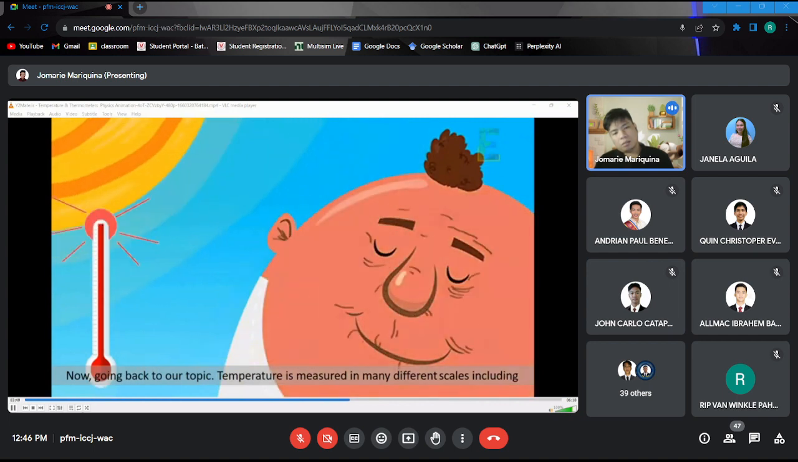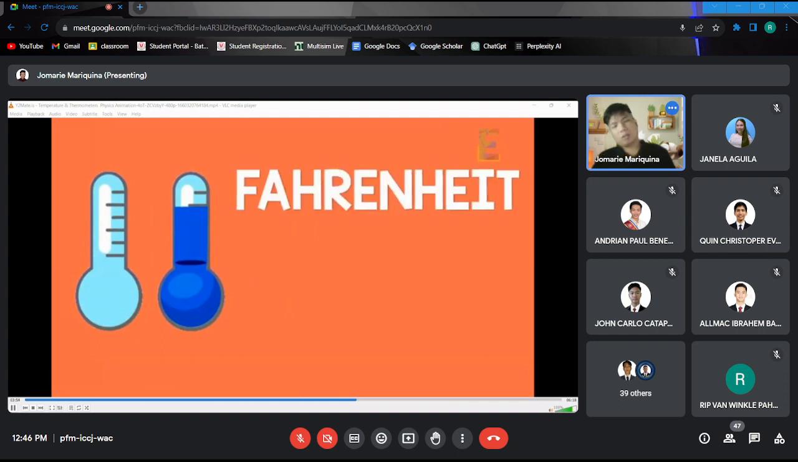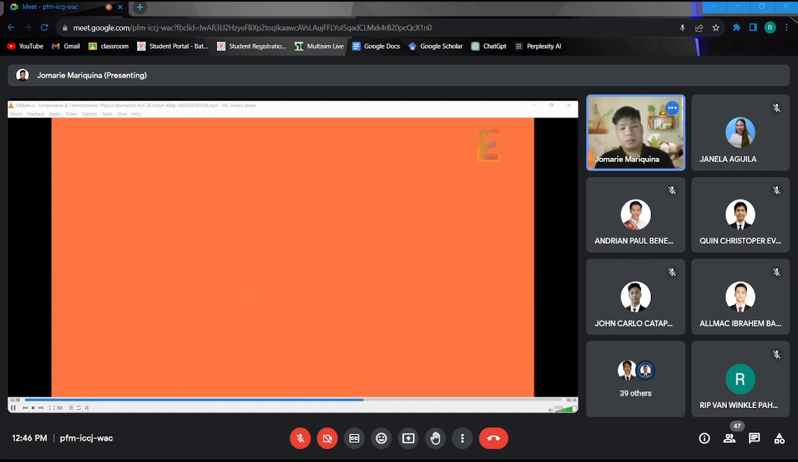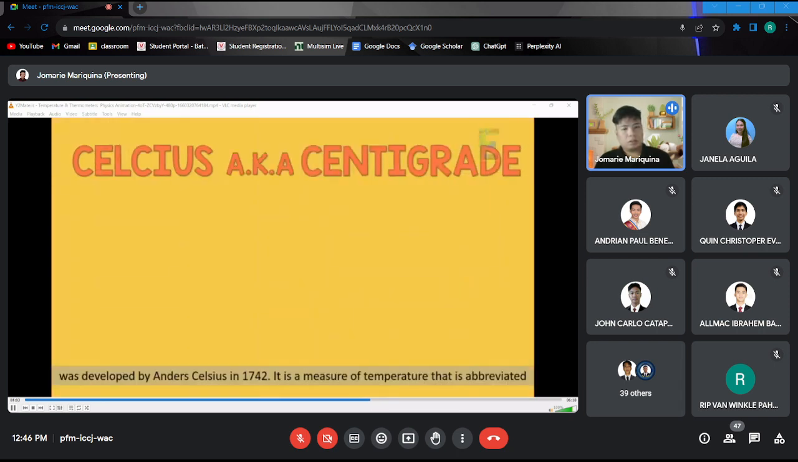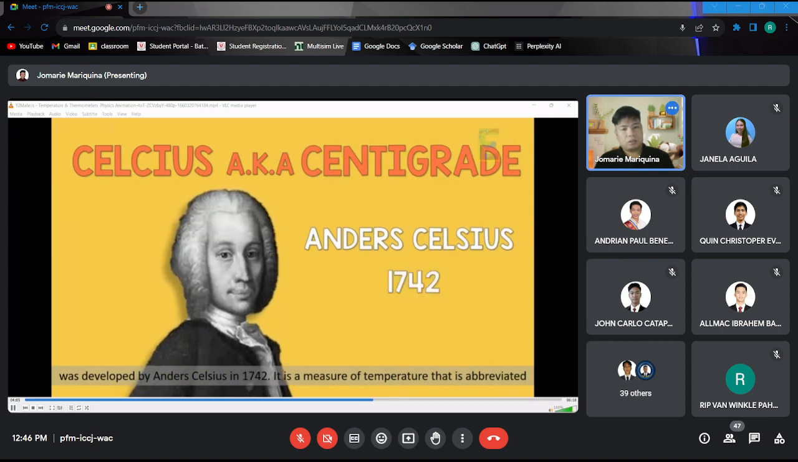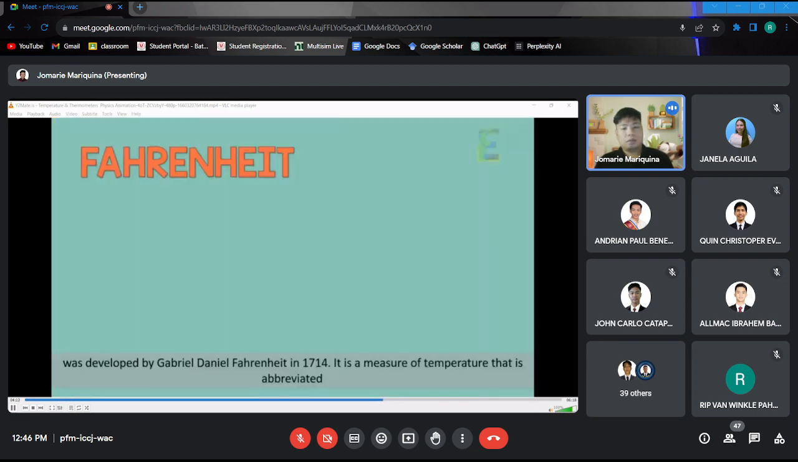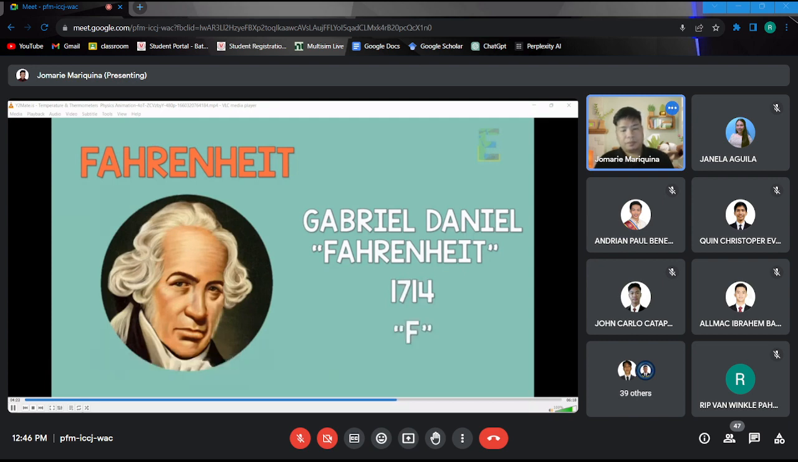Now, going back to our topic, temperature is measured in many different scales, including Fahrenheit, Celsius, and Kelvin. Let us tackle them one by one. Celsius, also known as centigrade, was developed by Anders Celsius in 1742. It is a measure of temperature that is abbreviated by C. Fahrenheit was developed by Gabriel Daniel Fahrenheit in 1714. It is a measure of temperature that is abbreviated with F.